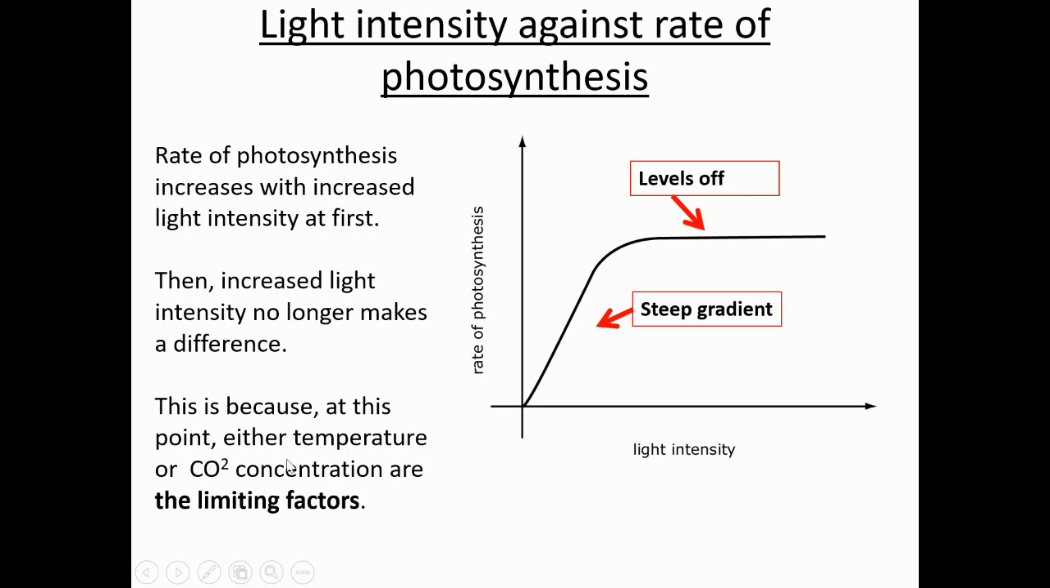Apologies there. This is because at this point here, it's going to be another limiting factor that will be affecting it. It's obviously not too dark. That's not going to be affecting rate of photosynthesis. It'll be something else. It'll be one of the other factors. Maybe it's too cold. Maybe there's not enough CO2 available. Either way, it's not light intensity affecting it anymore, but rather something else. That's why it levels off.